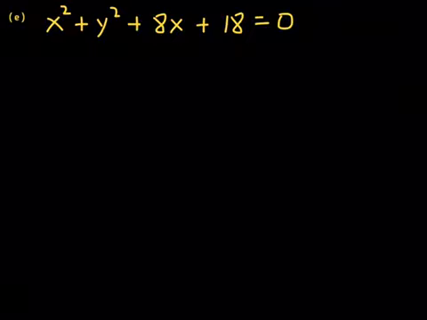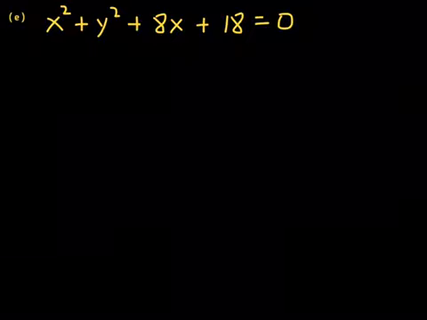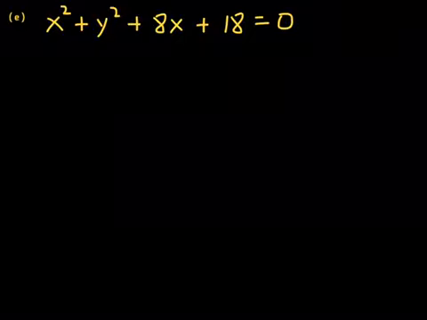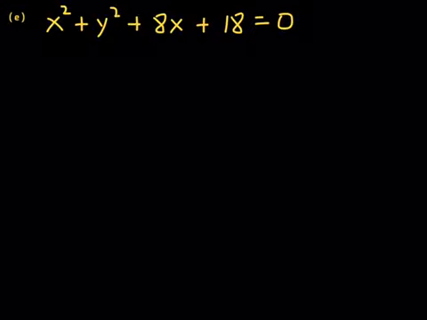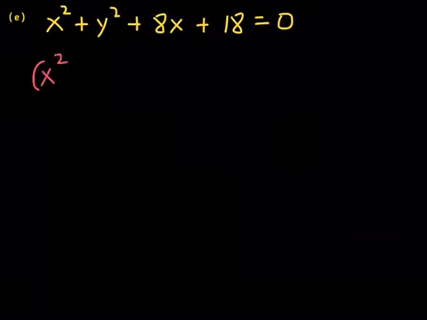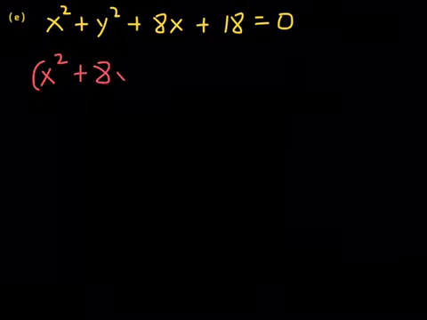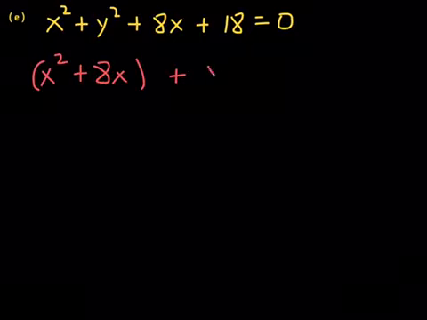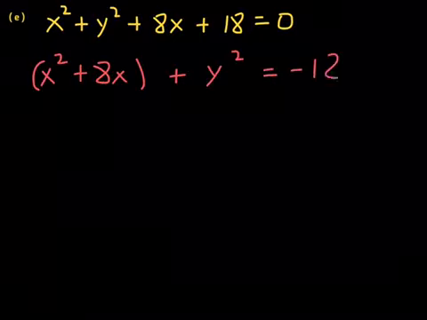Okay, guys, this equation is similar to the previous in that it's not written in standard form. So let's complete the square in x and in y in order to get standard form. All right, so let's collect our variable terms. Let's collect our x terms together. And let's collect our y terms. Actually, there's only one y term. Okay, and let's move the 18 over to the other side.